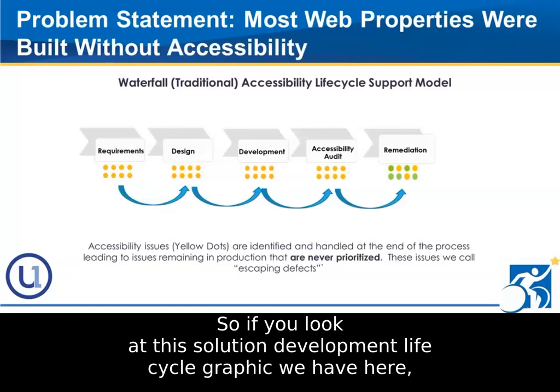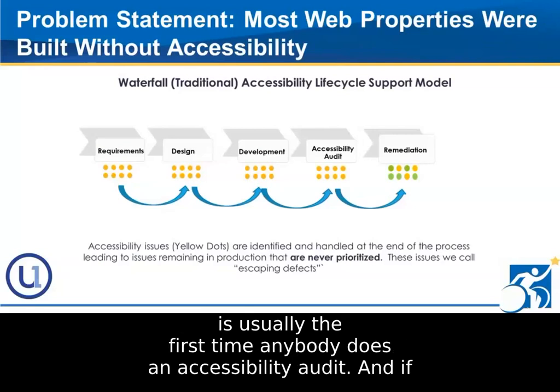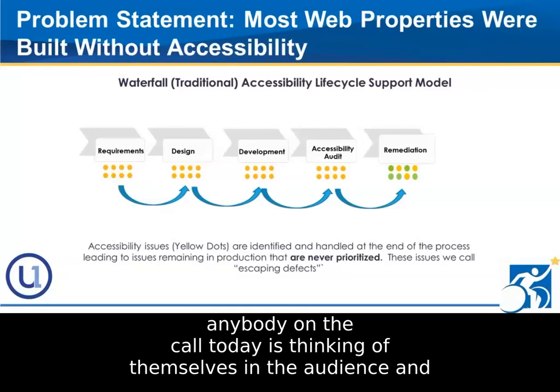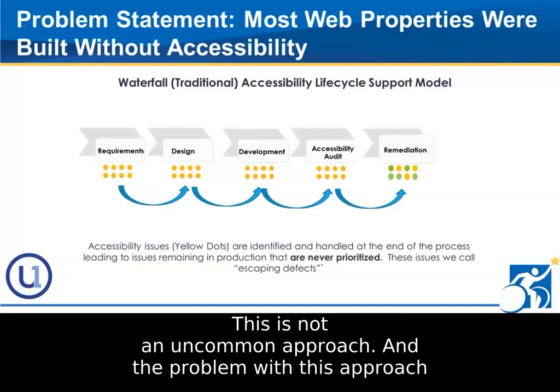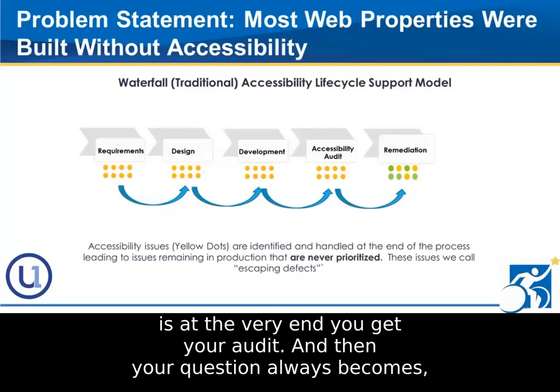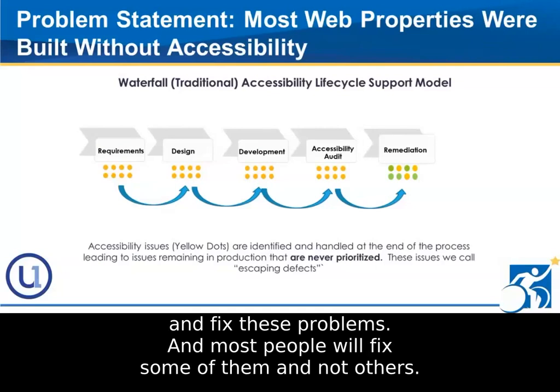So if you look at this kind of solution development lifecycle graphic we have here, after requirements, design, development, after everything is done, is usually the first time anybody does an accessibility audit. And if anybody on the call today is thinking of themselves in the audience and how they're doing things, it's probably something that looks familiar. It's very common. This is not an uncommon approach. And the problem with this approach is at the very end, you get your audit, and then your question always becomes, well, do I have enough time, money, you know, effort, et cetera, to actually go and fix these problems? And most people will fix some of them and not others.